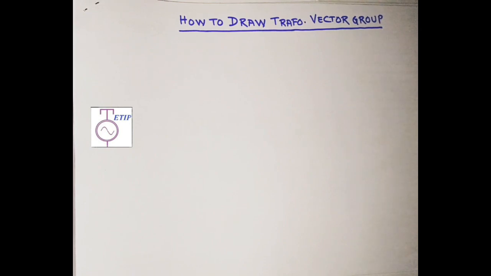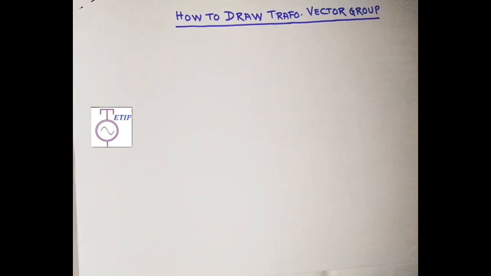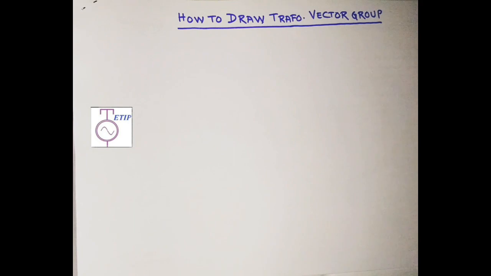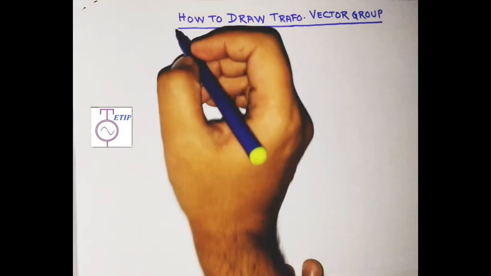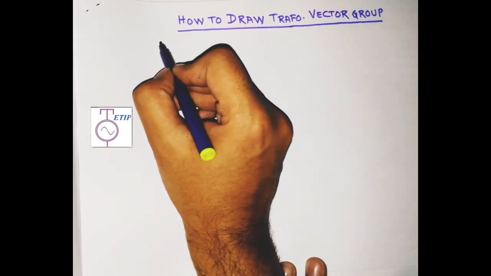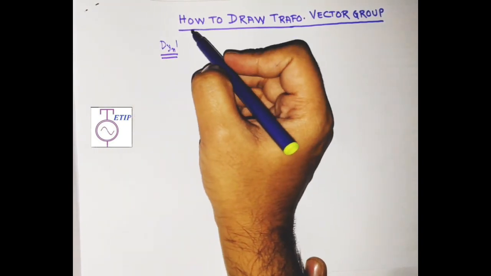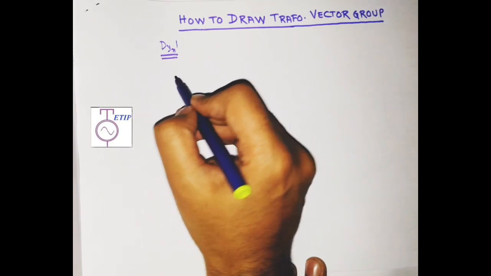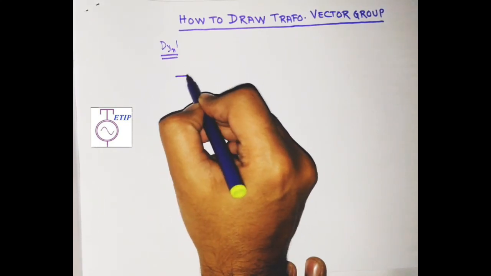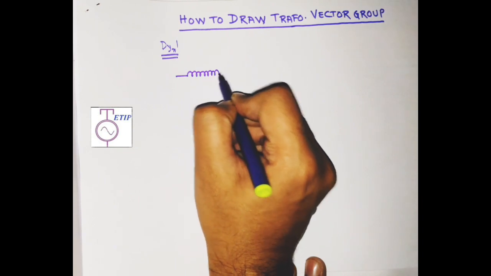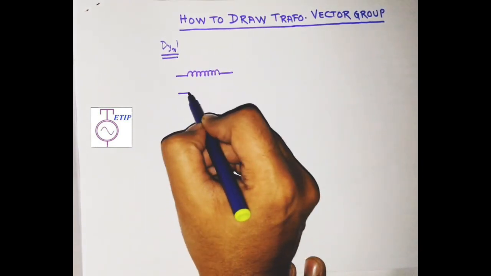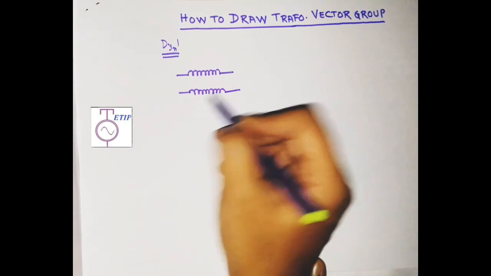So let's start. Suppose we have to draw a transformer vector diagram of a transformer having a vector group of dyn1. Okay, we will start with dyn1. Suppose we have to draw dyn1 transformer vector group. So let me draw the transformer windings first. Suppose these are my high voltage winding.